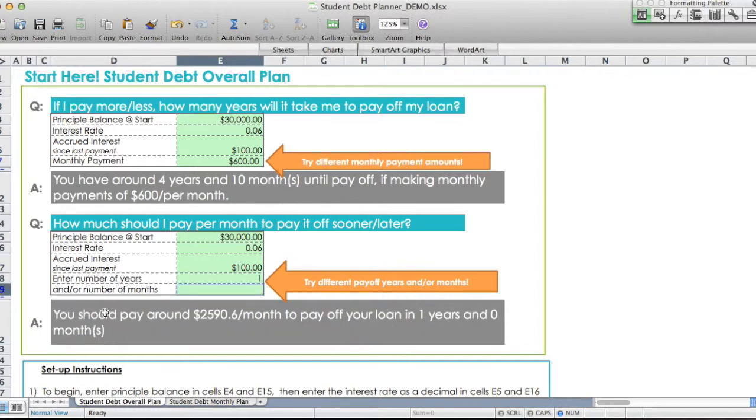And so what pops out in the answer area here is that I would need to pay $2,590 a month in order to pay off my loan in a year. So then you either say, oh, there's a lot more money I need to find in my budget, or you can start to adjust the years here. So let's say I want to move this up to 2 years. $1,300, maybe a little more doable, but you see how you can start to play with different scenarios and start to devise your strategy.